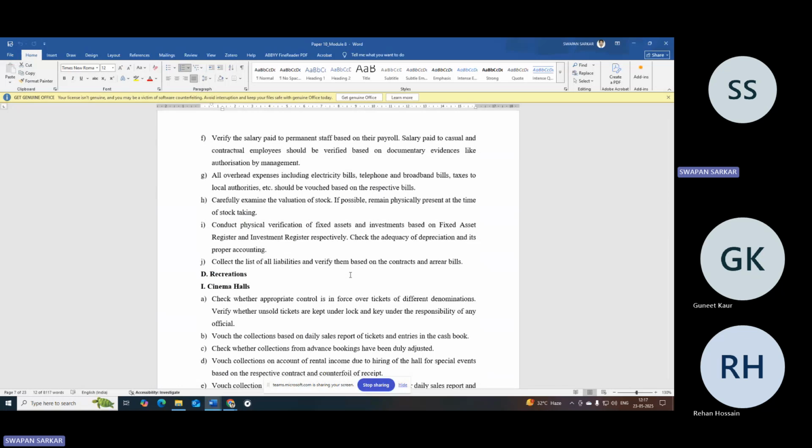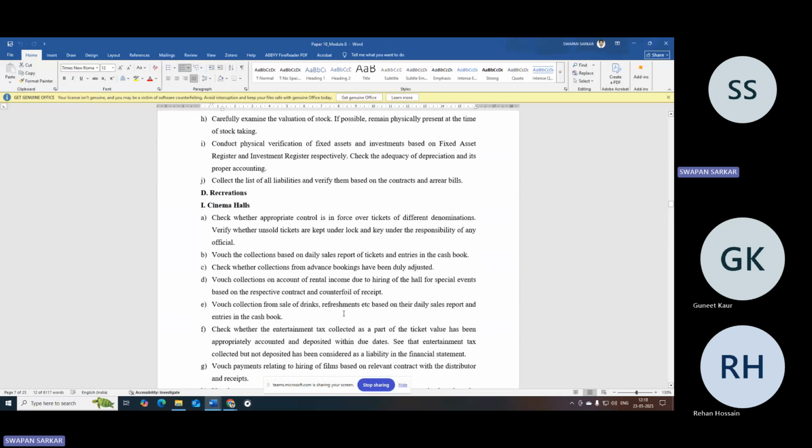If possible, remain physically present at the time of stock taking. Conduct physical verification of fixed assets and investments based on fixed assets register and investment register respectively. Check the adequacy of depreciations and proper accounting, collect the list of all liabilities and verify them based on the contracts and arrear bills.